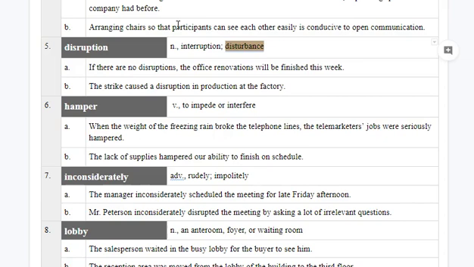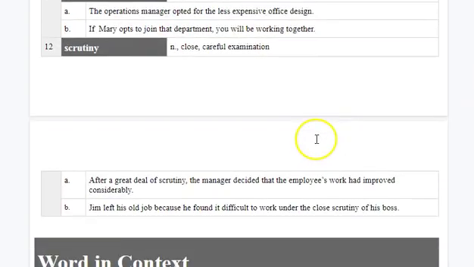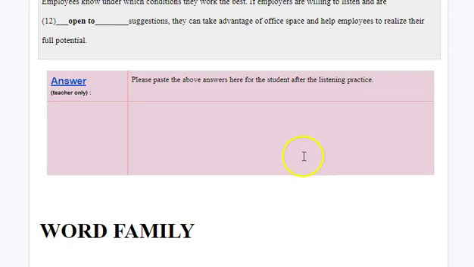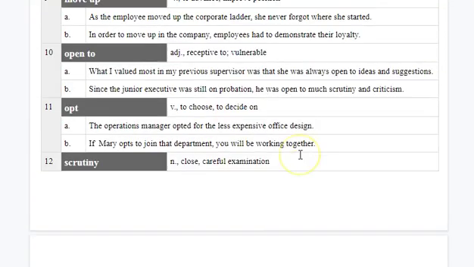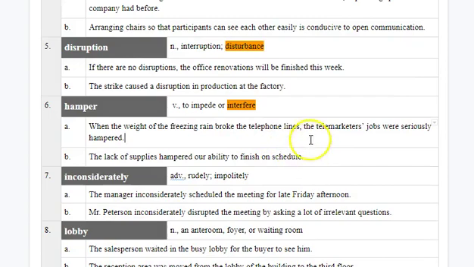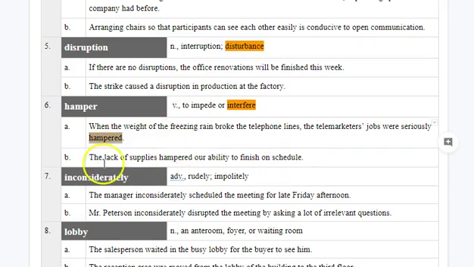Hamper, verb, to impede or interfere. When the weight of the freezing rain broke the telephone lines, the telemarketers' jobs were seriously hampered. The lack of supplies hampered our ability to finish on schedule.